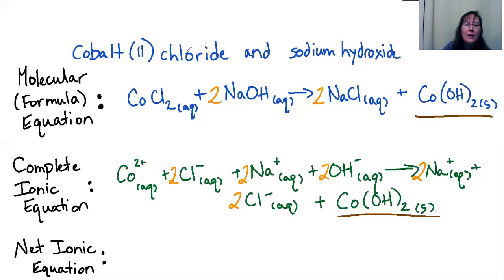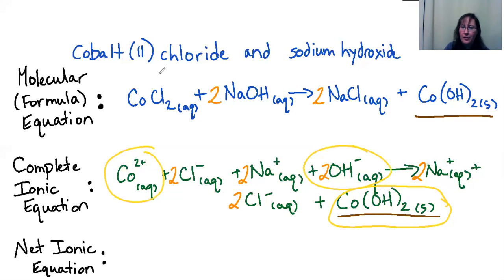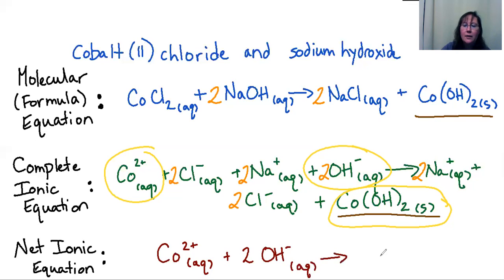Now for my net ionic equation, I am only looking at the ions that are making the solid. And that's the cobalt and the hydroxide. And what I can do then is leave everything else out. And so I'll say Co2+ aqueous plus 2 OH- aqueous yields Co(OH)2 solid. Okay? I look forward to seeing you in recitation.